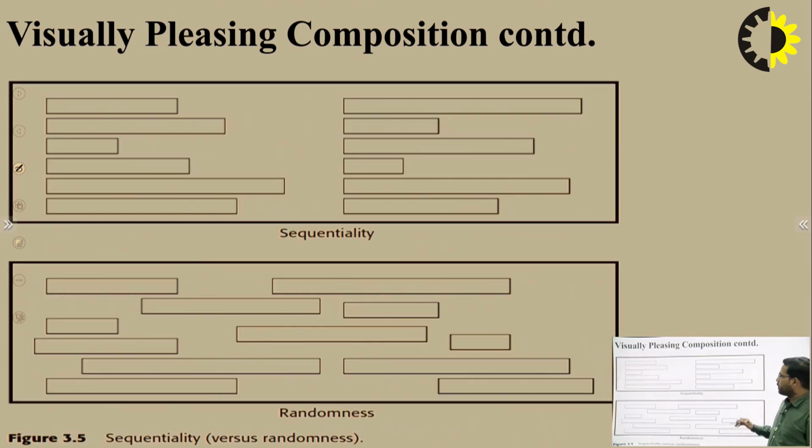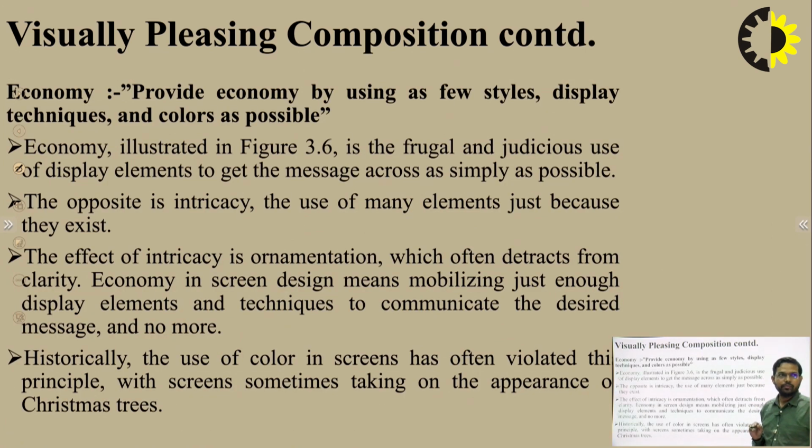For example, that is the sequentiality. All the boxes are in sequential form, but in the randomness there are different boxes in different positions. So this position is not good for screen design, but in this position the boxes are sequential, and that is good for screen design.